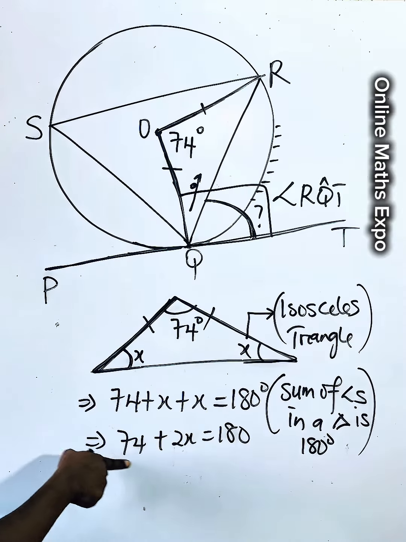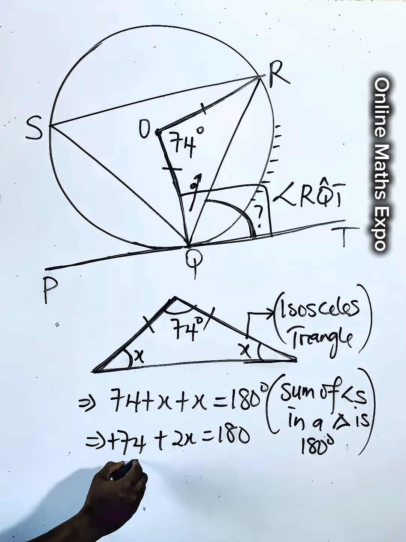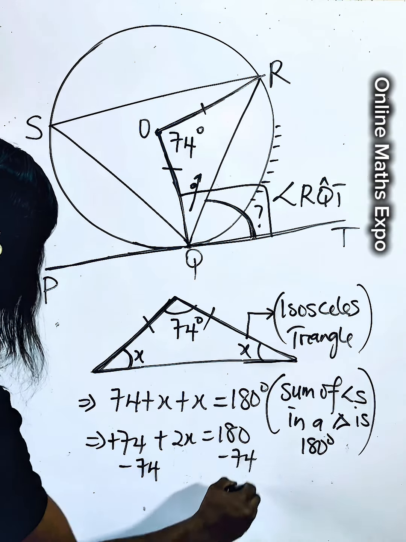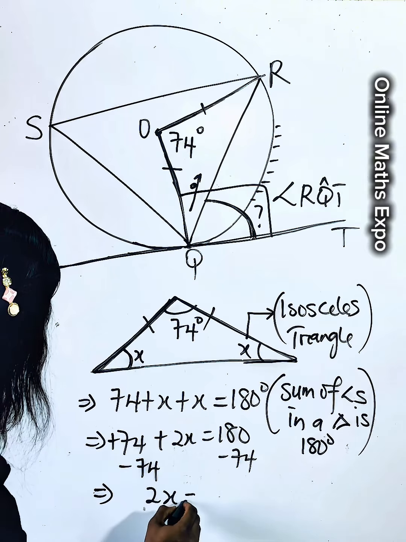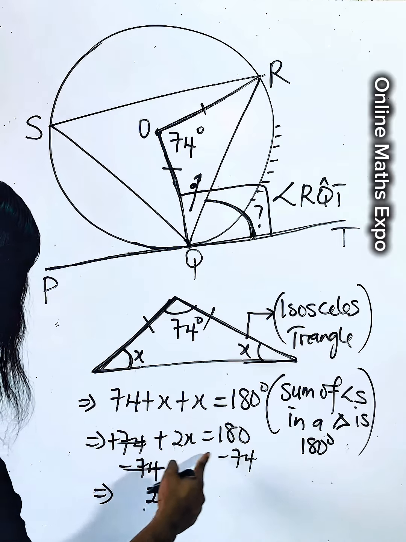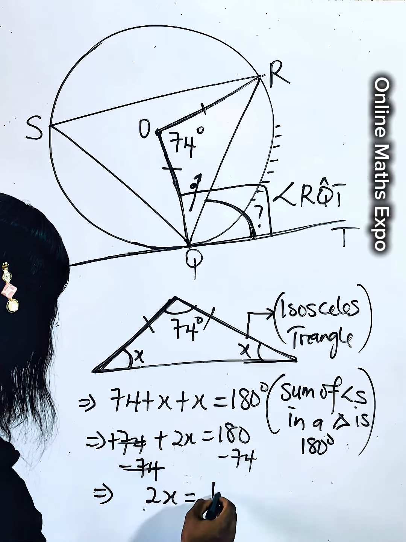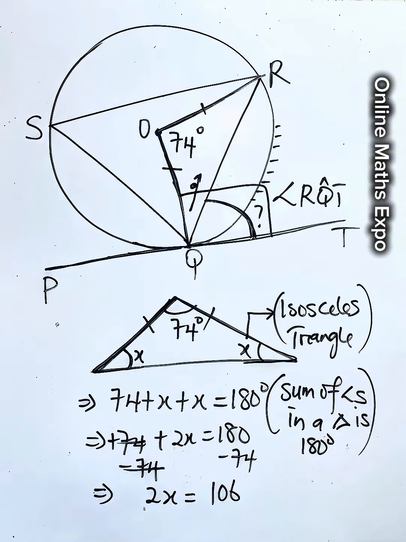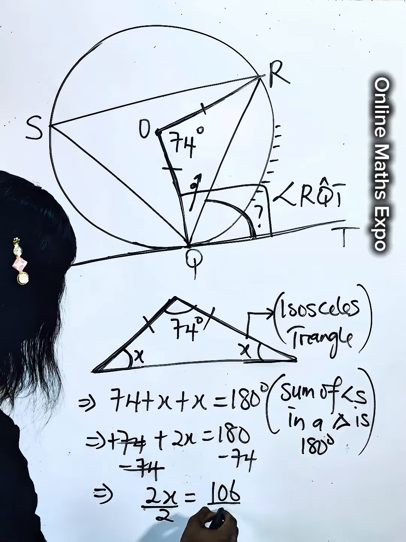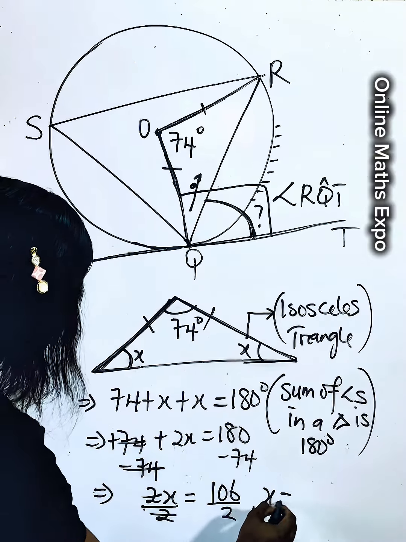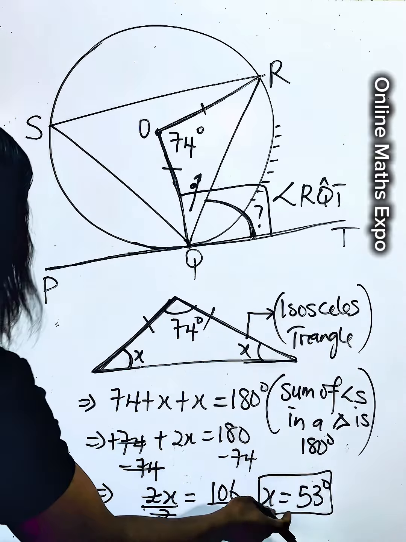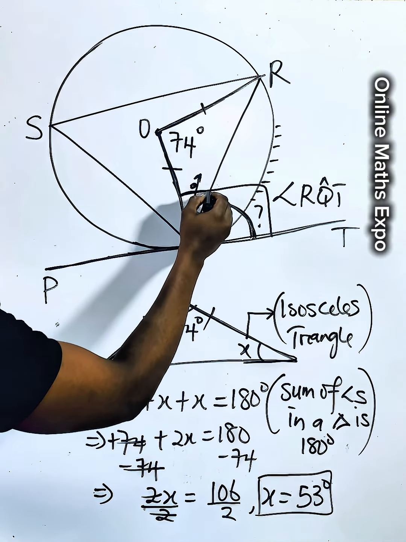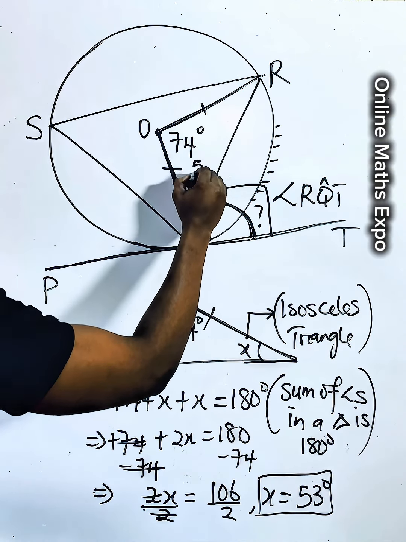To get x, remove this, remember it's positive. To remove it, you subtract. So we subtract 74 from both sides. And when you do that, this gives us 2x is equal to 106. So what do you do next? Divide both sides by 2. So our x will give us 53 degrees. That's the value of our x. So if this angle is 53, that means this part is 53. Did you see? So here is 53 degrees.